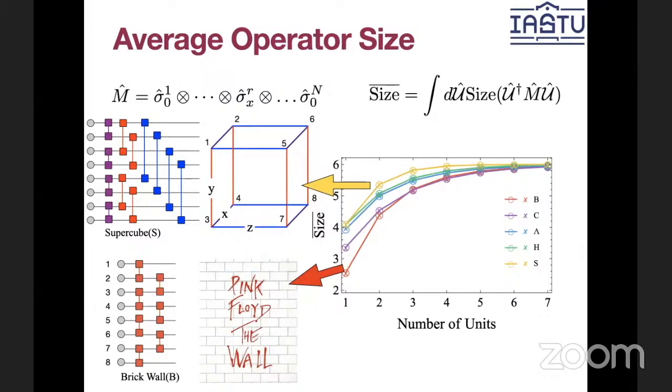Sorry, I'm not very clear about your question. When you define the average size, you integrate over this dU, right? The unitary measure. So how do you define it? Do you sum over different unitary matrices, like unitary 1 plus unitary 2 plus unitary 3, or?